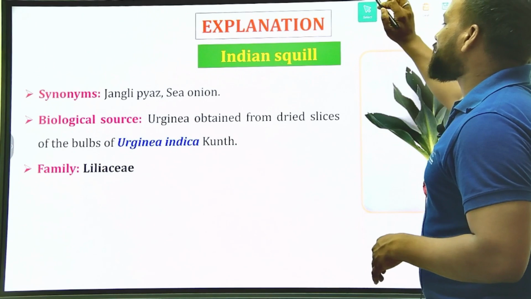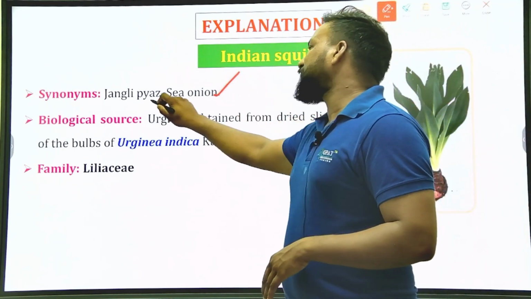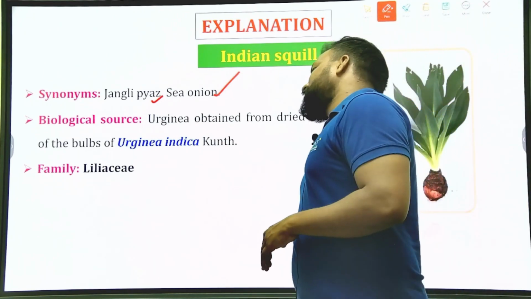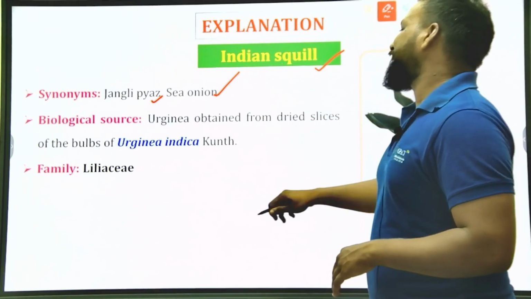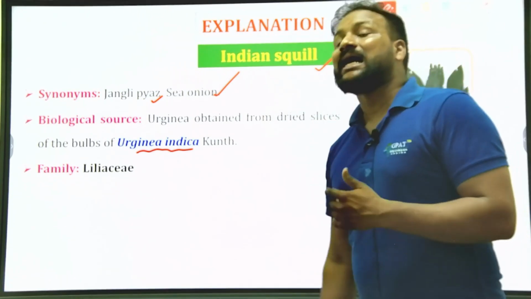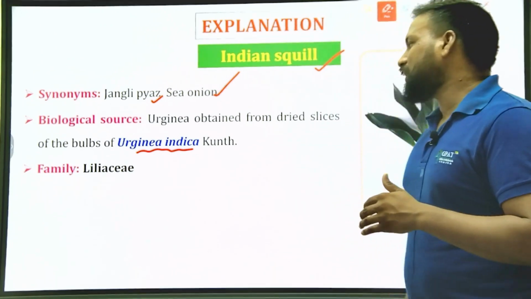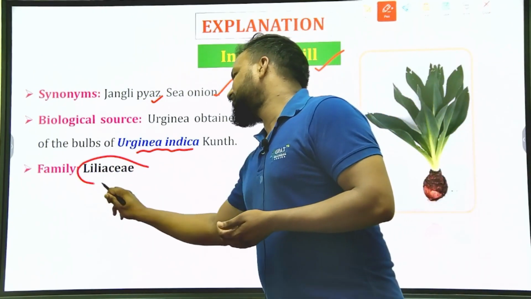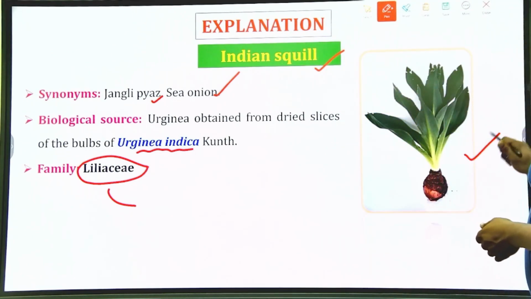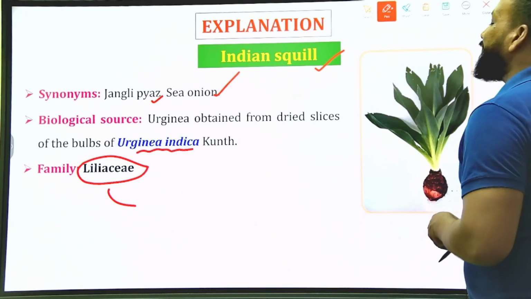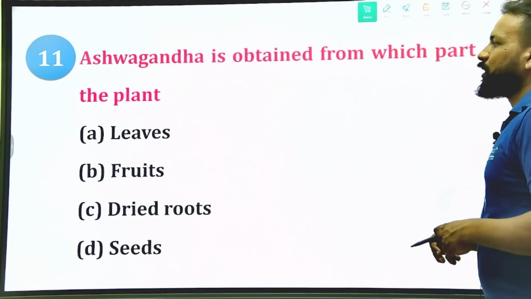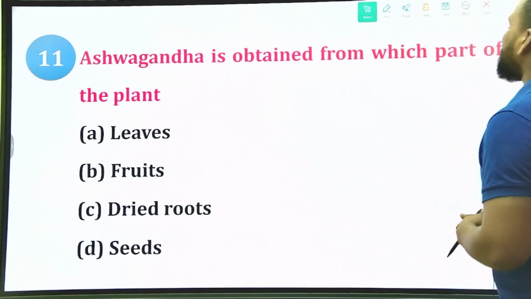The synonym of this plant is sea onion or Scilla maritima. The Indian squill is known as Urginea indica, but Urginea maritima is for the European squill. They belong to the family Liliaceae. Clear? So this is a sea onion or Urginea indica. Yes. Next question.